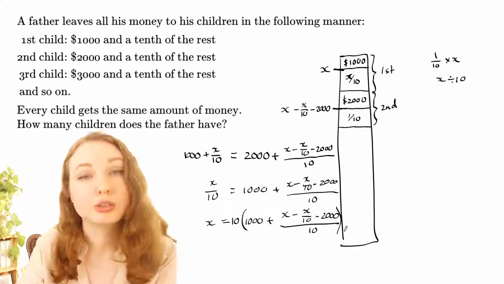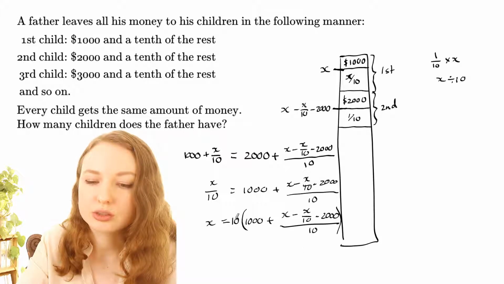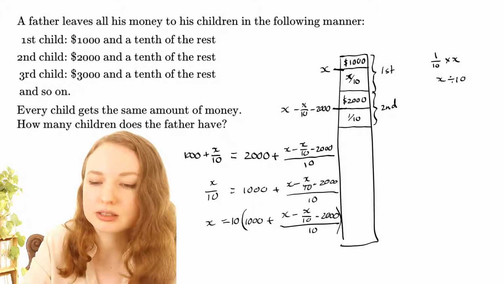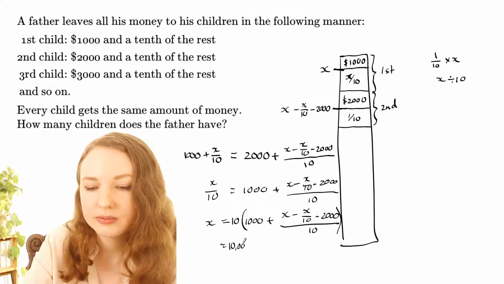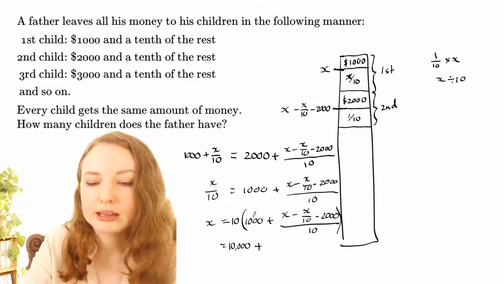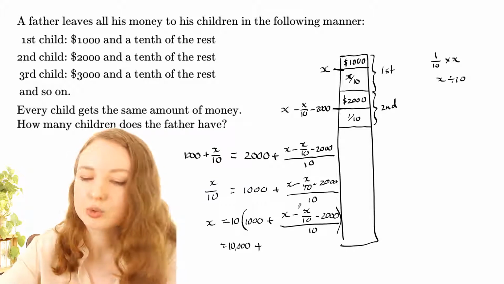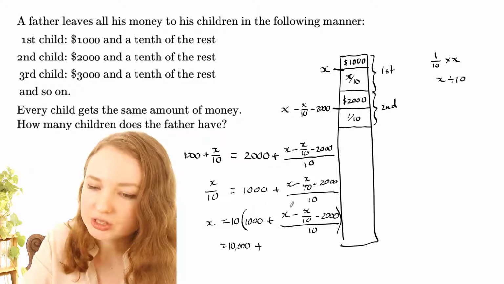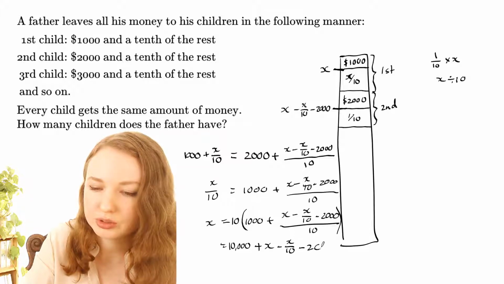So now what we need to do is expand this. So that means we need to do the 10 times the 1,000, and then also 10 times this. So 10 times 1,000 is just 10,000. And then when we do 10 times this, the 10s are just going to cancel out, because we're multiplying this by 10 and then dividing it by 10. So we're just going to get what's on the top here. X minus x on 10 minus 2,000.